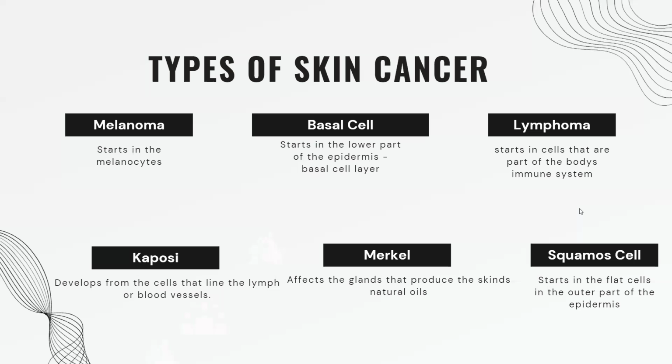Basal cell carcinoma is the most common type of skin cancer. About 8 out of 10 skin cancers are a basal cell carcinoma. It usually develops on sun-exposed areas and tends to grow slowly.